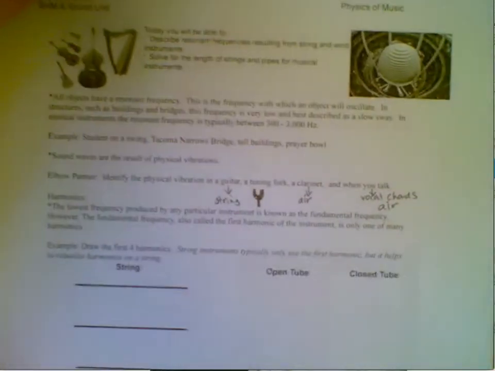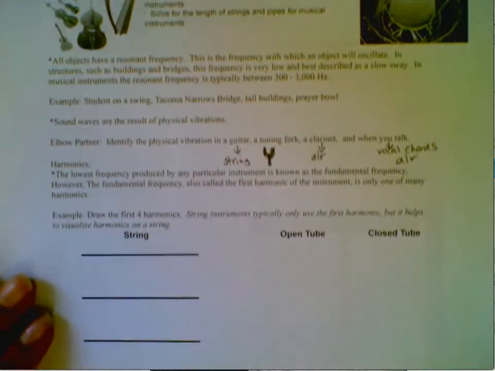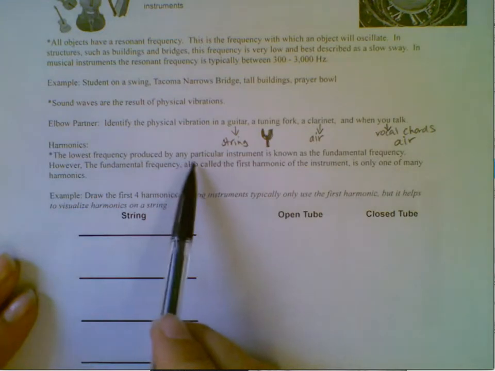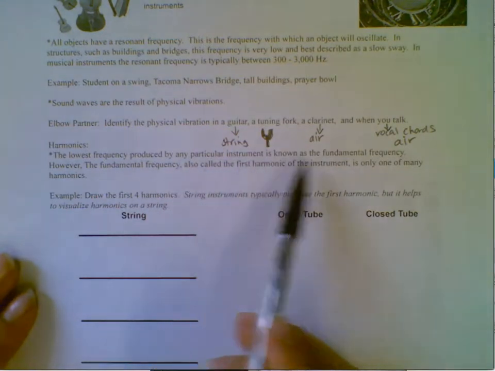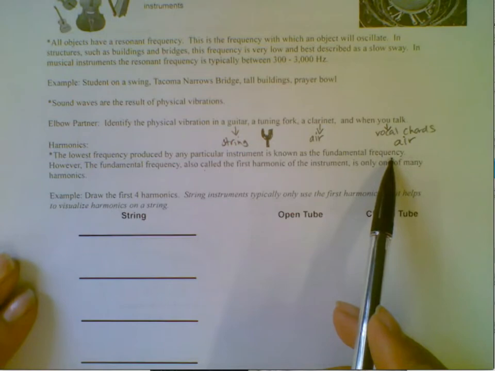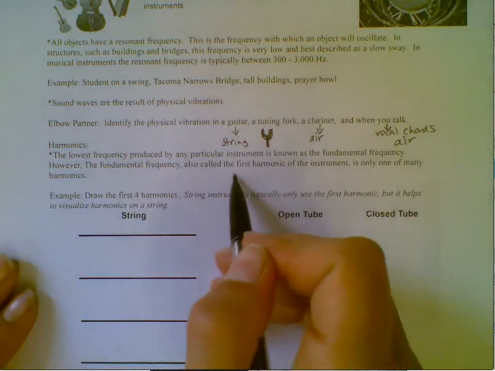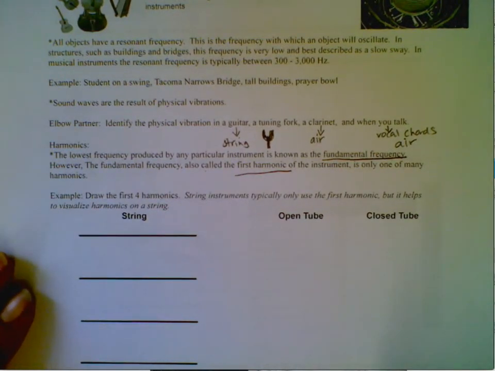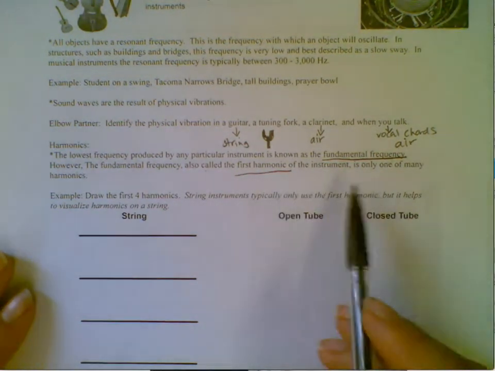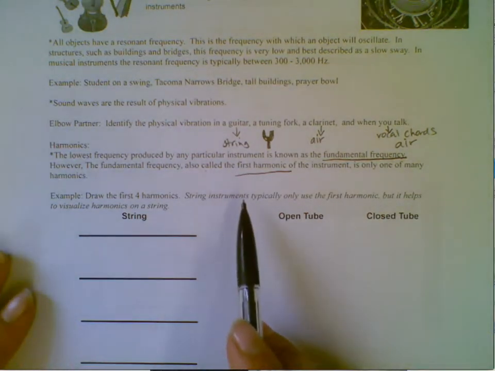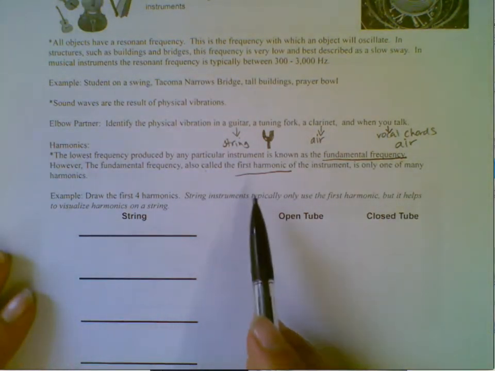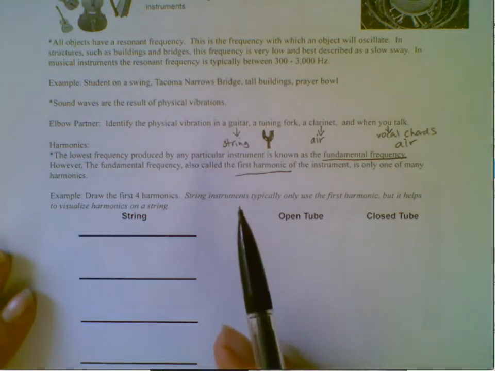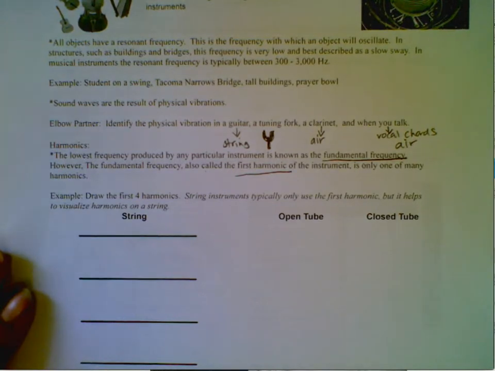Now, a harmonic is a property of a sound. And we say that the lowest frequency produced by any particular instrument is known as the fundamental frequency. Okay? We also call that the first harmonic. So the first harmonic and the fundamental frequency are the same thing. Okay? It's one of many harmonics. So instruments will vibrate at natural frequencies, but they can actually vibrate at different harmonics. Okay, so we'll talk about what I mean by that in a little bit. I'll kind of show you.